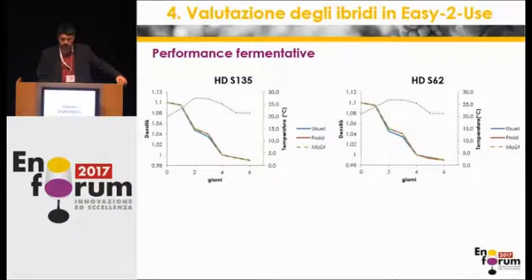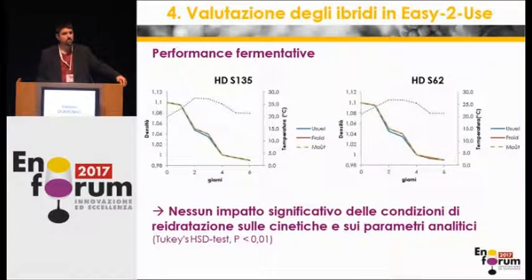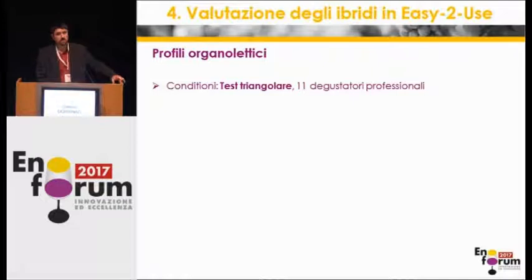And here's what we obtained from a kinetic point of view on these two strains, S135 and S62. The curve at the top is the temperature curve. Now, if you look at the different positions, there are no differences in kinetic terms. Then we carried out statistical analysis on the analytical parameters, and there are again no meaningful differences between direct inoculation and inoculation through acclimatization. Fermentation performance.